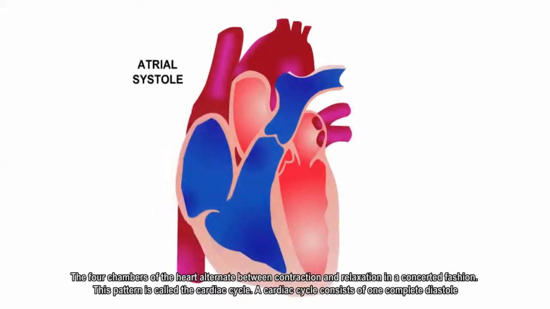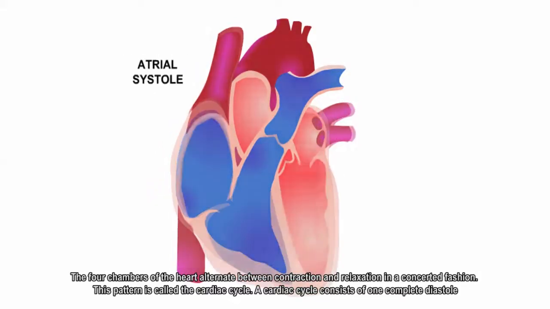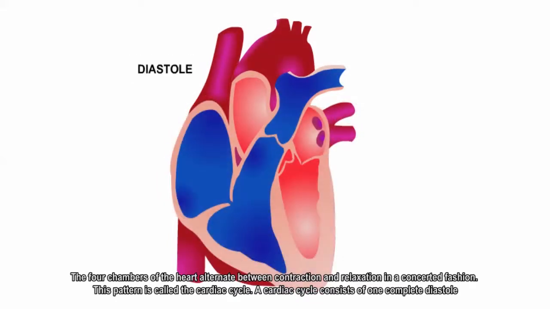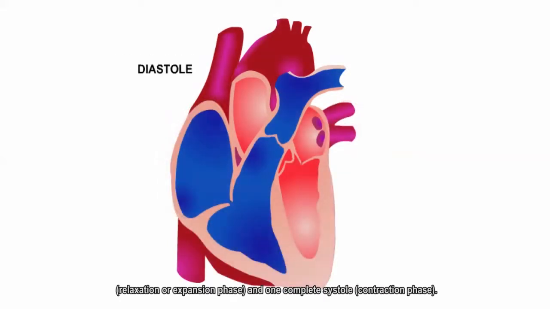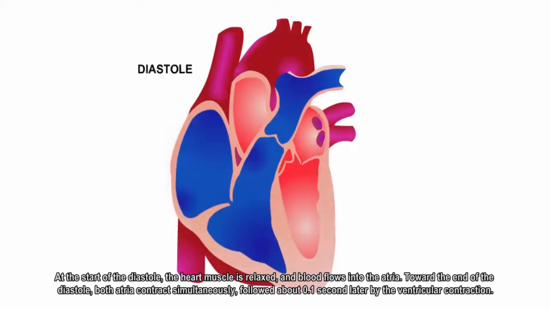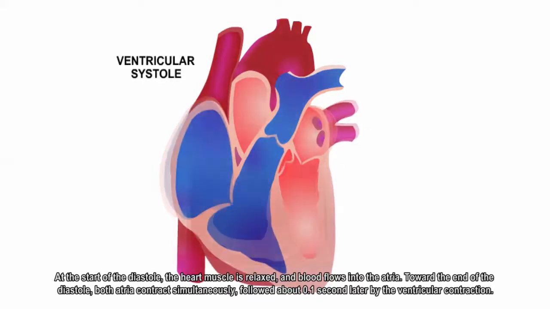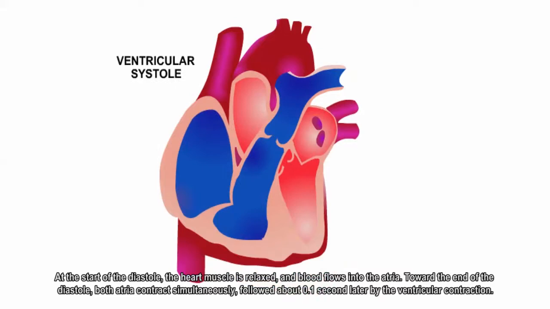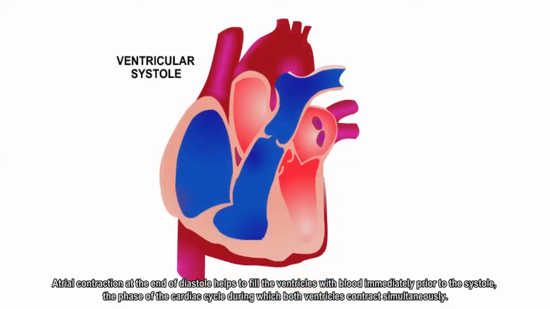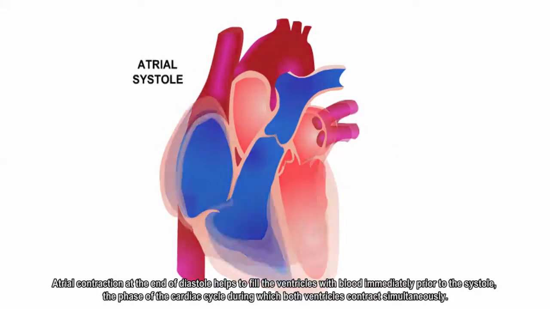The four chambers of the heart alternate between contraction and relaxation in a concerted fashion. This pattern is called the cardiac cycle. A cardiac cycle consists of one complete diastole, the relaxation or expansion phase, and one complete systole or contraction phase. At the start of diastole, the heart muscle is relaxed and blood flows into the atria. Toward the end of diastole, both atria contract simultaneously, followed about a tenth of a second later by the ventricular contraction. Atrial contraction at the end of diastole helps to fill the ventricles with blood immediately prior to the systole, the phase of the cardiac cycle during which both ventricles contract simultaneously.